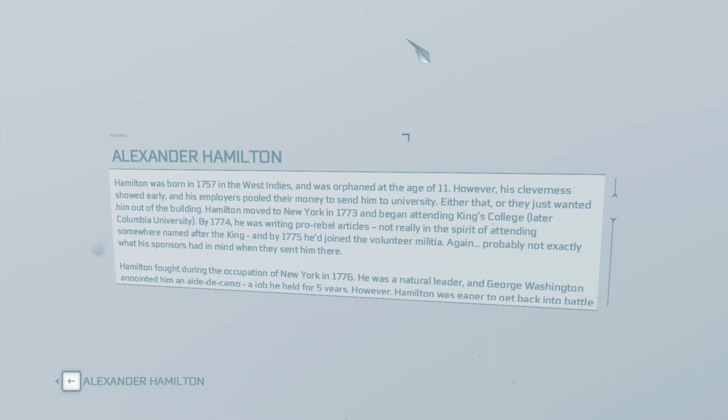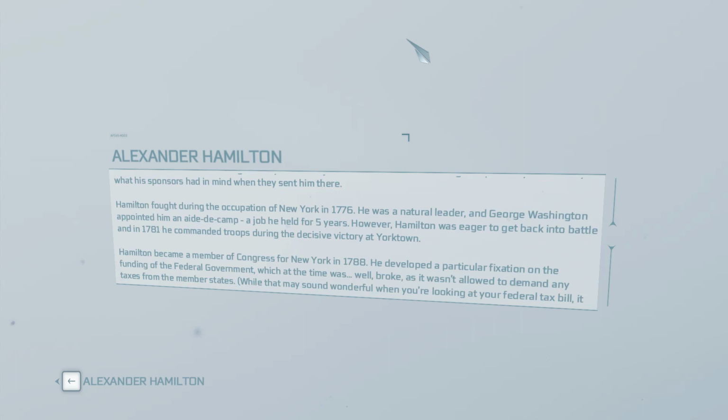Hamilton fought during the occupation of New York in '76. He was a natural leader, and George Washington appointed him an aide-de-camp, a job he held for 5 years. However, Hamilton was eager to get back into battle, and in 1781 he commanded troops during the decisive victory at Yorktown. Hamilton became a member of Congress for New York.